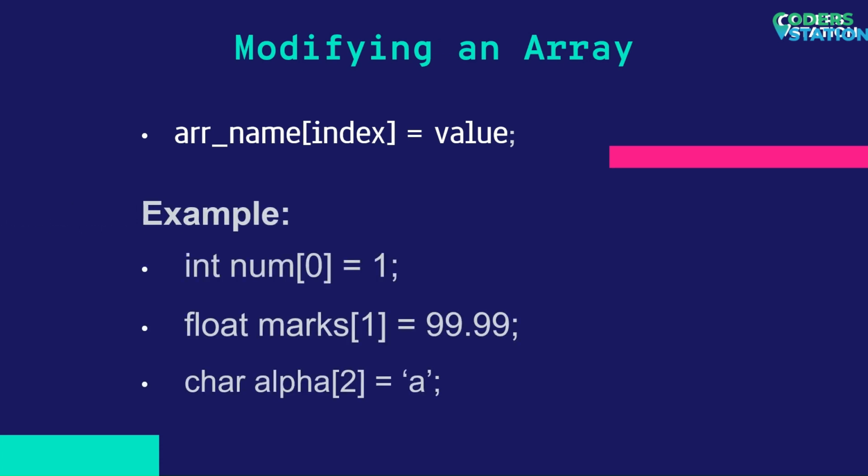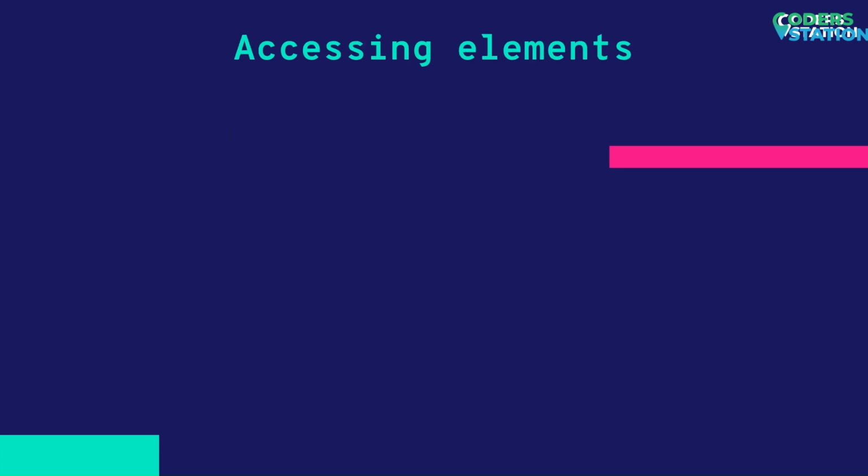Here we have 3 examples. In these examples, we are modifying the first element of the num array to 1, storing the value of the second element of the marks array in a float variable m, and assigning the character a to the third element of the alpha array.